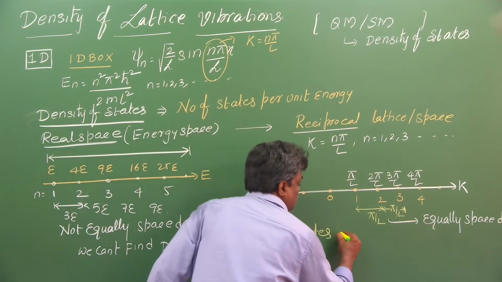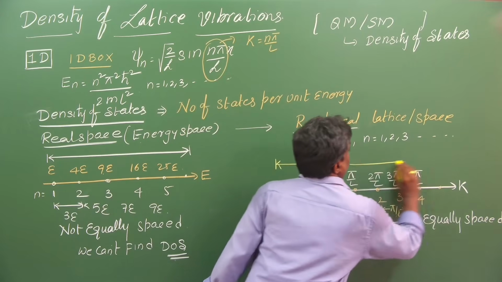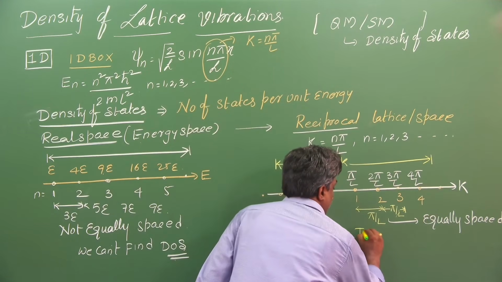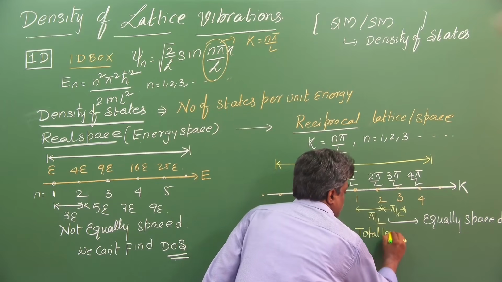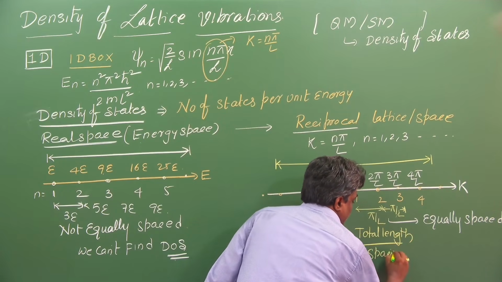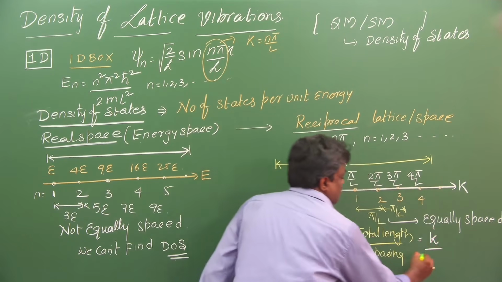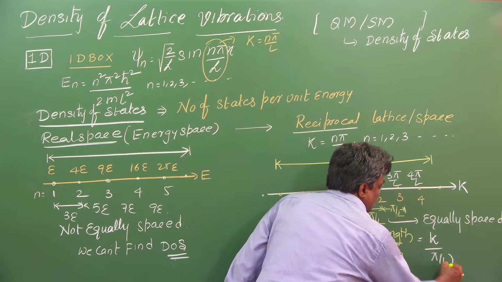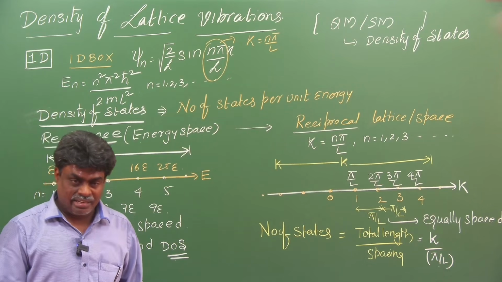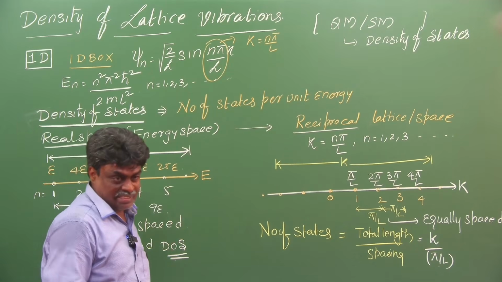The number of states equals, now I am taking the total length. Shall I take the total length as k? Because it's k space. So total length by spacing. Could you please tell me what is the total length here? Now what is the spacing here? Pi by L. That's it. Is that clear? Similarly, 2 dimension, 3 dimension also we will take like this.